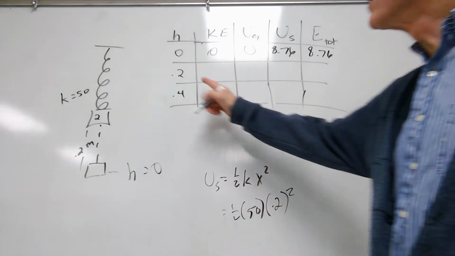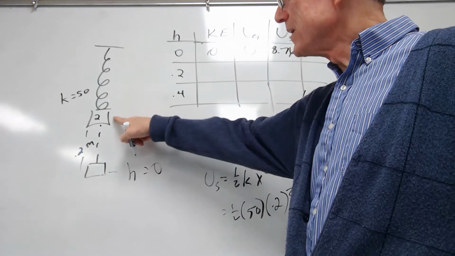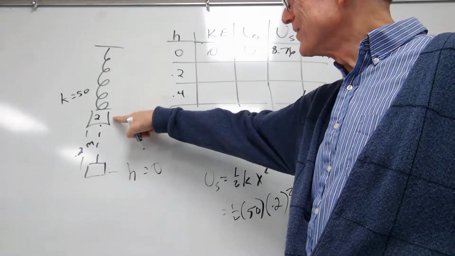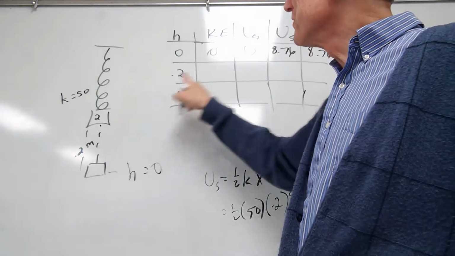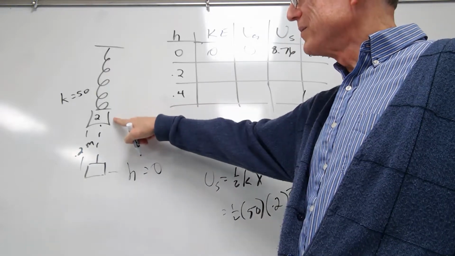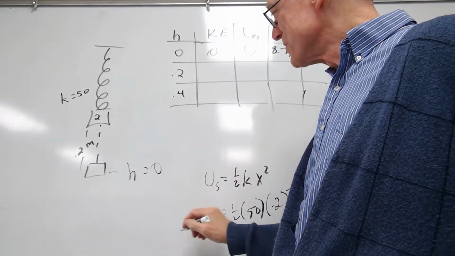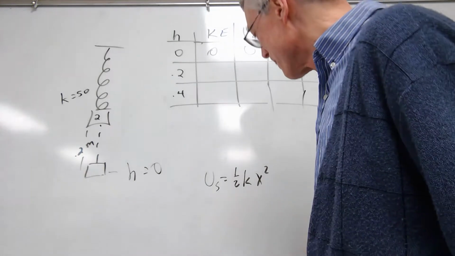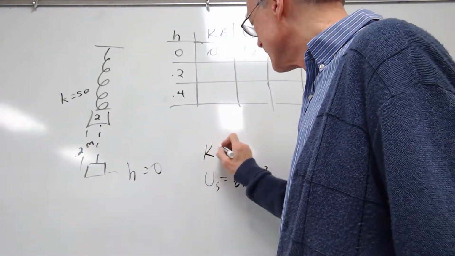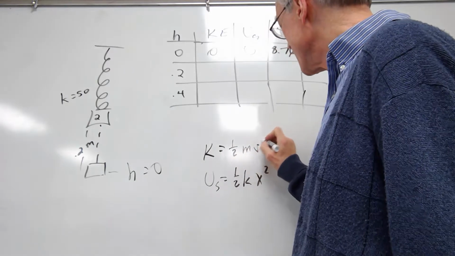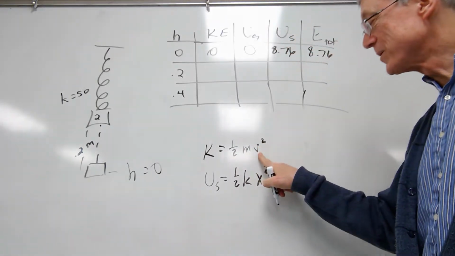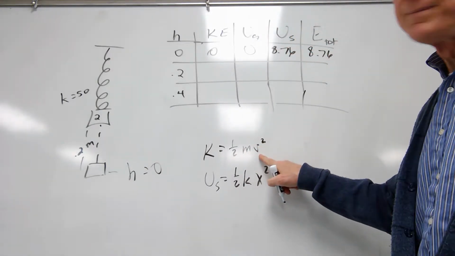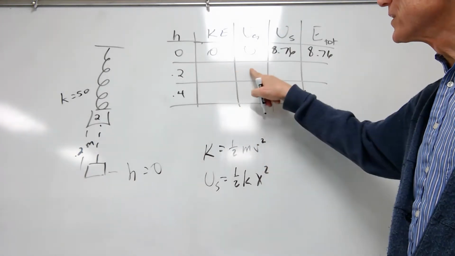All right. Then you go to point 2 when the block is right here. Now, when the block's right here, it has some kinetic energy. We don't know what it is though. Kinetic energy, of course, is 1/2 mv squared, and you could calculate it if you knew v, because we know the mass, but we don't know v. So I don't know what to put there. I'm going to skip it.